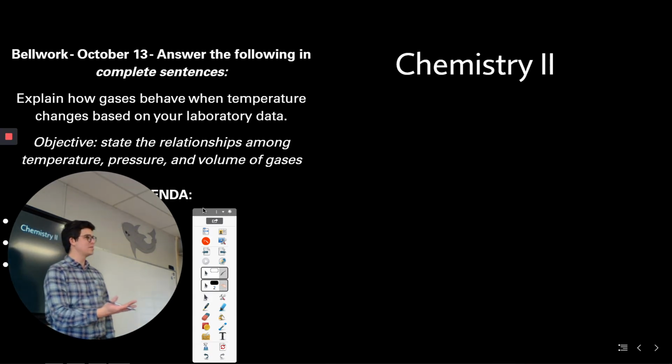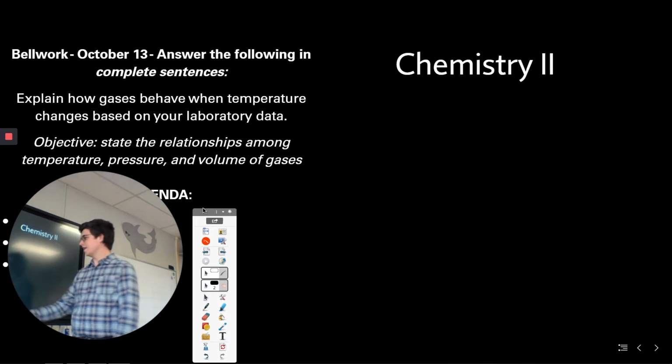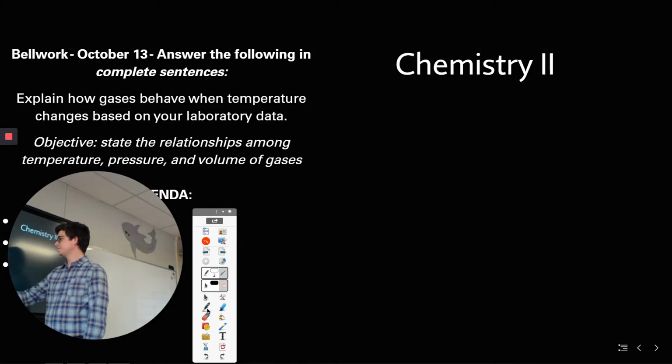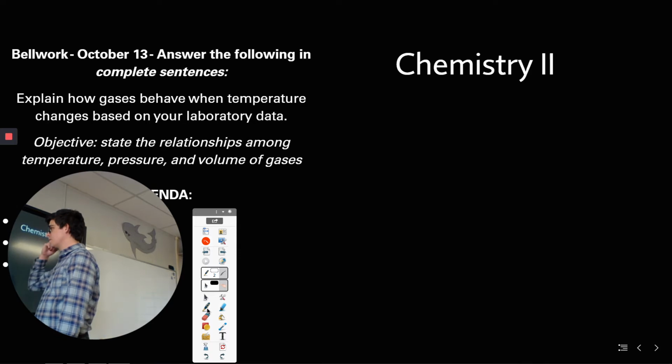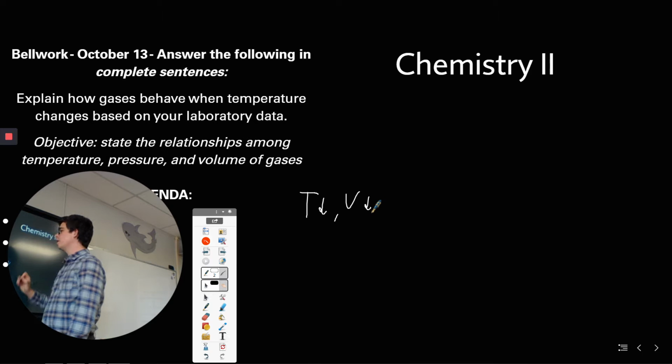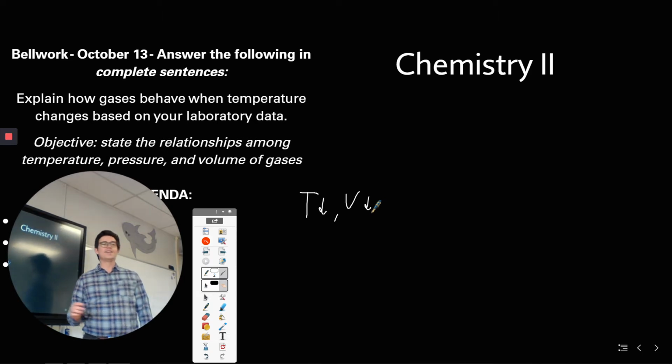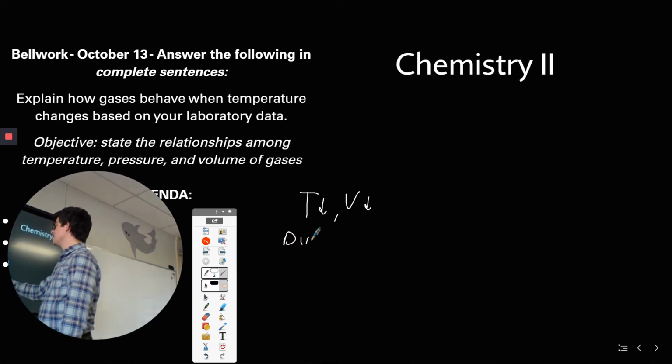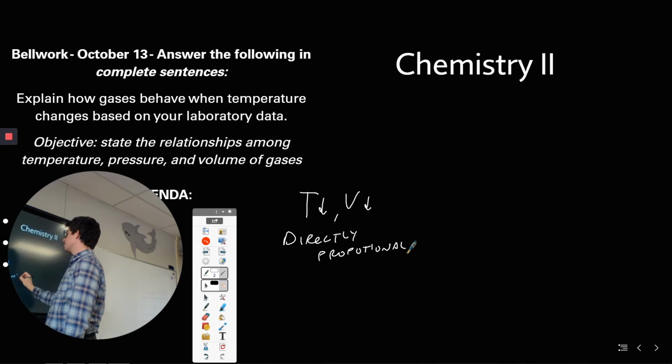Hannah, what did your laboratory data show you about the volume and temperature of a gas? When the temperature decreased, the volume also decreased. Right, when the temperature went down, the volume also went down. And we call that kind of proportionality directly proportional. So, if this is true, what would happen to the volume of the gas if the temperature increased?